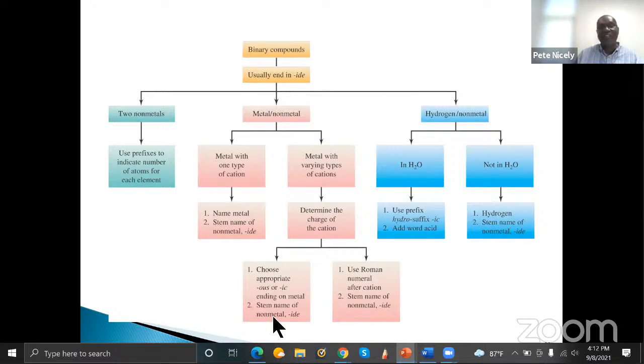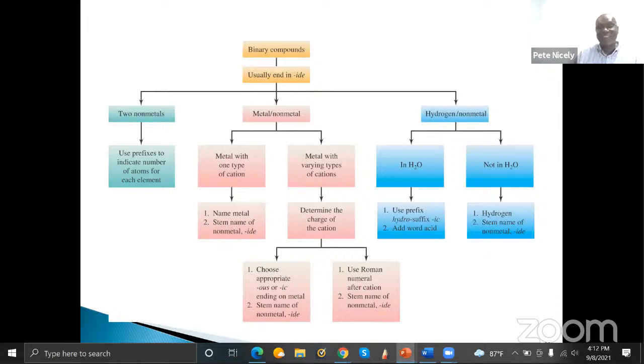So this one is more difficult because you don't use the direct name in most cases in this situation of the particular element. So instead of using tin, for example, let's say you're dealing with the formula tin(II), which is Sn2+.